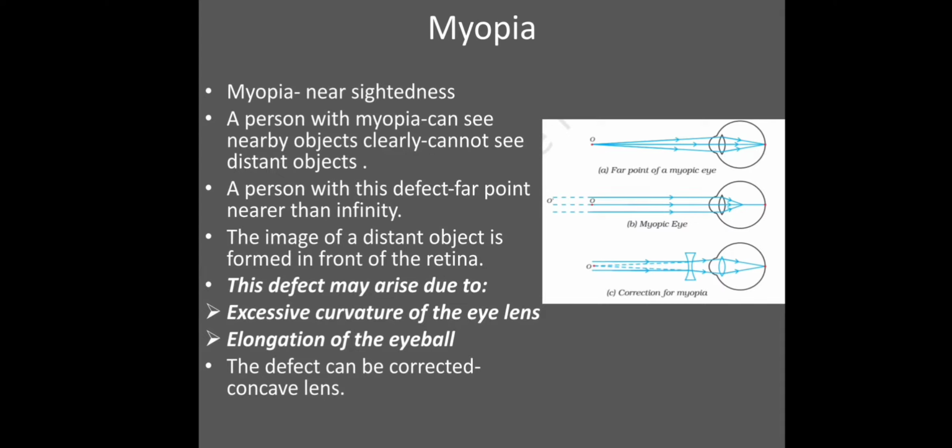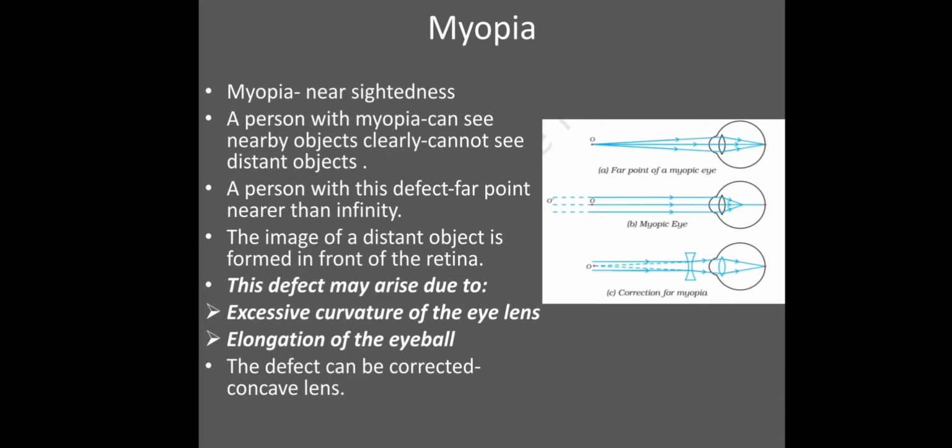Now in a myopic eye, the image of a distant object is formed in front of the retina and not at the retina itself. Look at diagrams A and B, you will find the difference. In the second diagram you can see where the image is formed. The image is formed in front of the retina and not at the retina. The image of the object is supposed to be formed on the retina, but in this case it is formed in front of the retina.